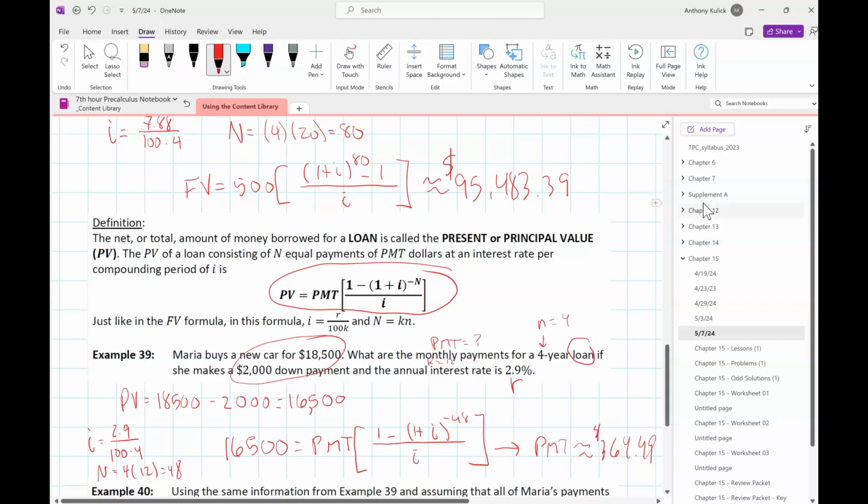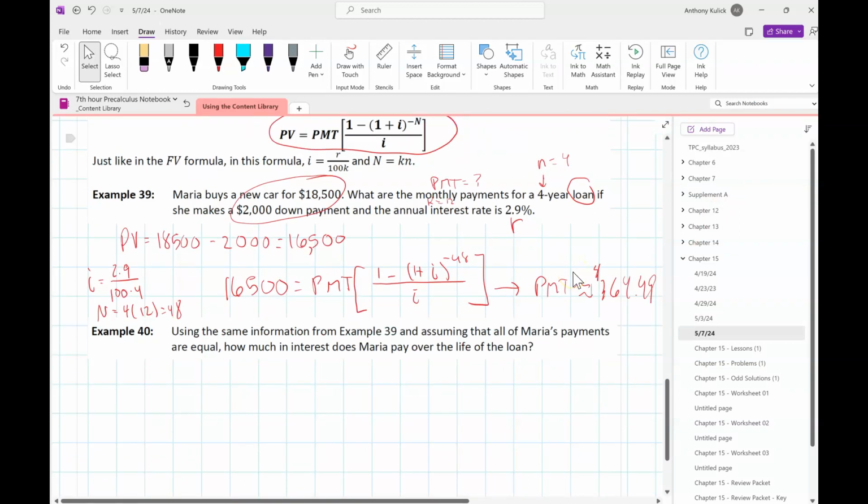So $364.49 a month for your car note. Using the same information from example 39 and assuming that all of Maria's payments are equal, how much in interest does Maria pay over the life of the loan?